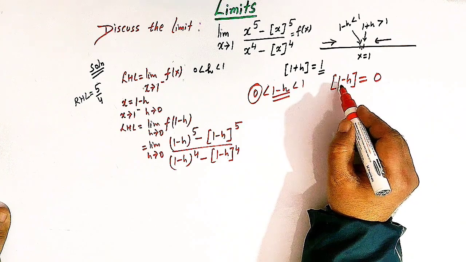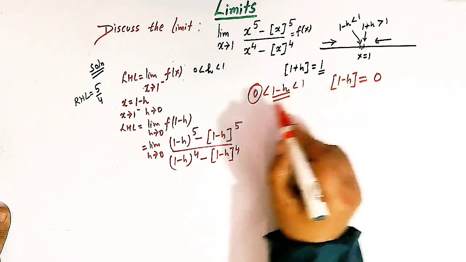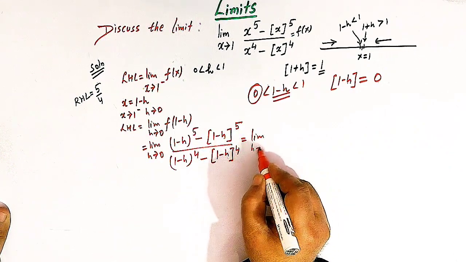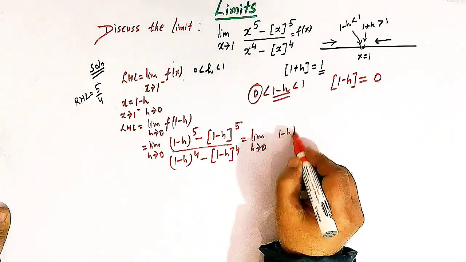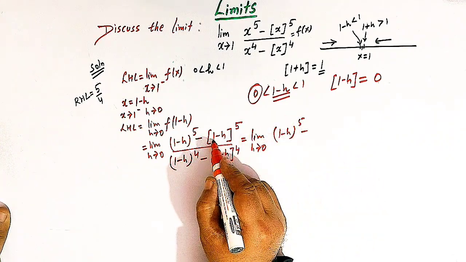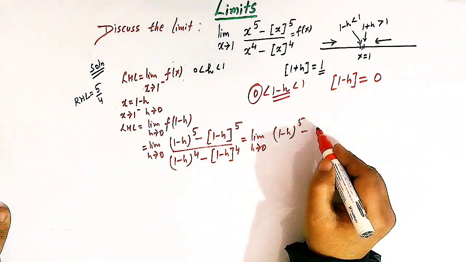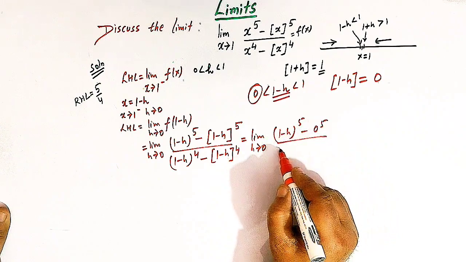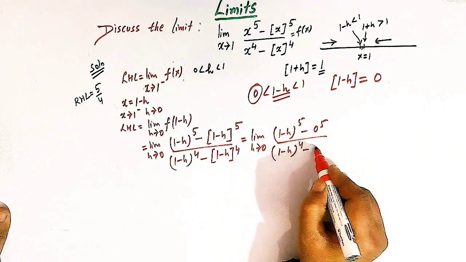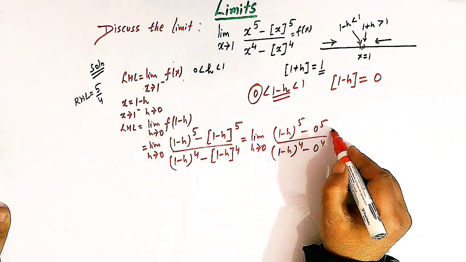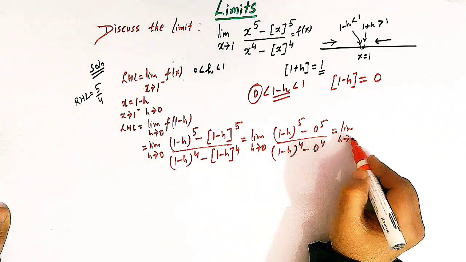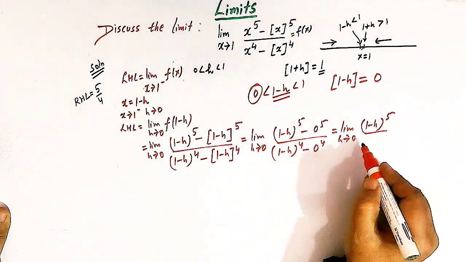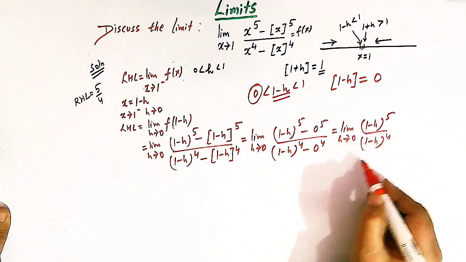Because the greatest integer which is less than 1 minus h is 0. So now here we have limit h tends to 0, and we have (1 minus h) raised to 5, and here this quantity is 0. So we have 0 raised to 5, that is simply 0, and here we have (1 minus h) raised to 4 minus 0 raised to 4. So now we have limit h tends to 0, (1 minus h) raised to 5, because this is 0, this is 0, and (1 minus h) raised to 4, right?